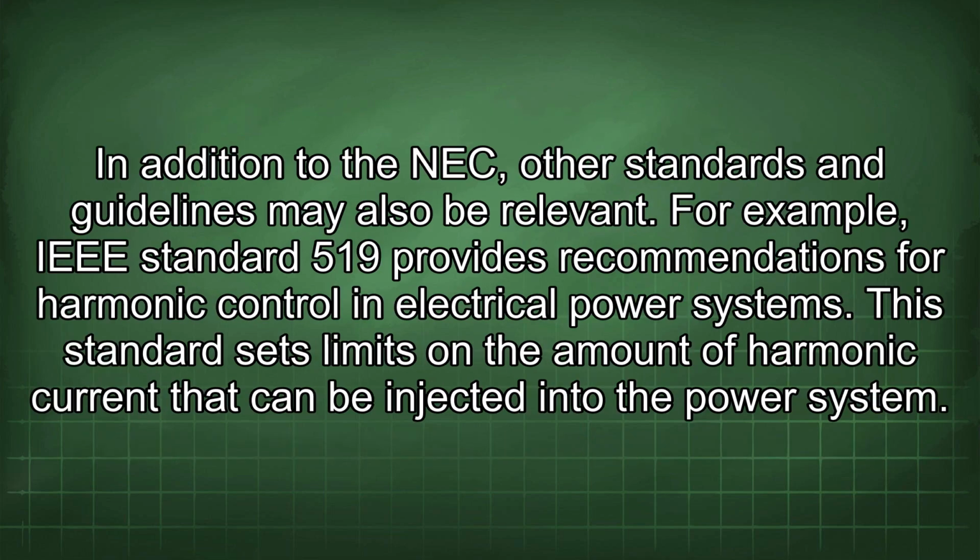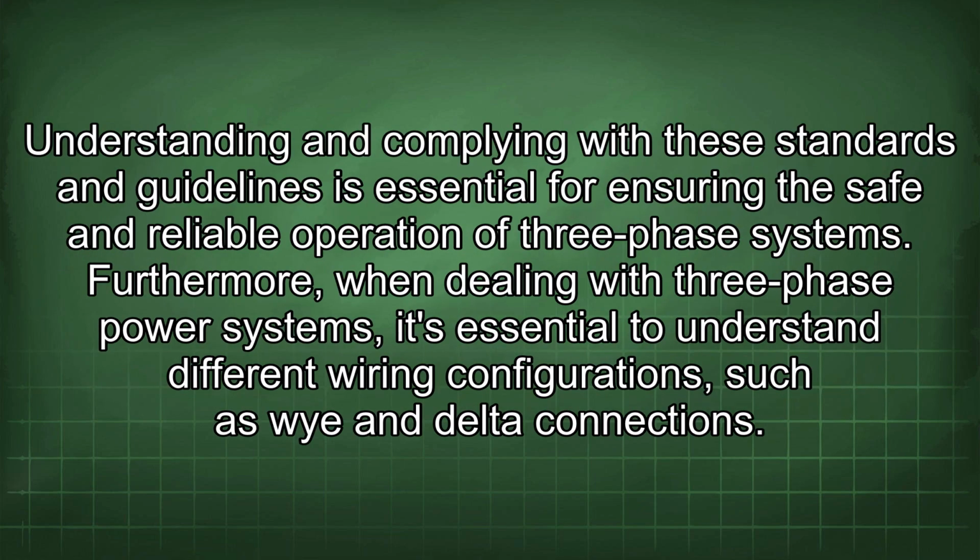In addition to the NEC, other standards and guidelines may also be relevant. For example, IEEE Standard 519 provides recommendations for harmonic control in electrical power systems. This standard sets limits on the amount of harmonic current that can be injected into the power system. Understanding and complying with these standards and guidelines is essential for ensuring the safe and reliable operation of three-phase systems.